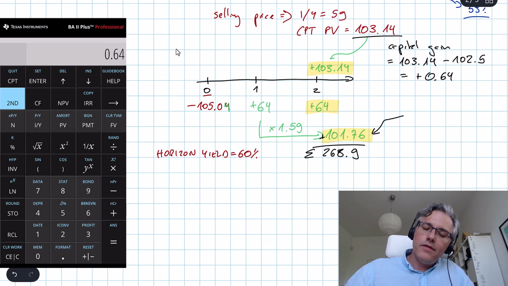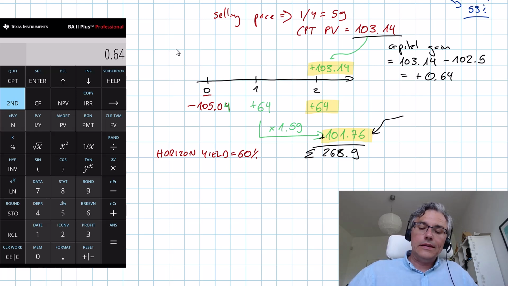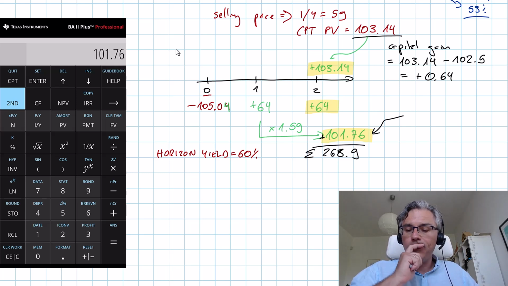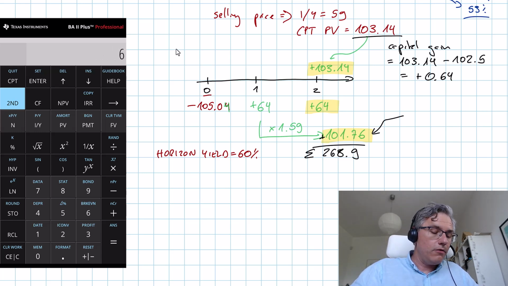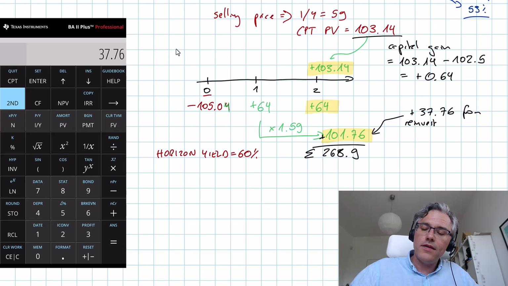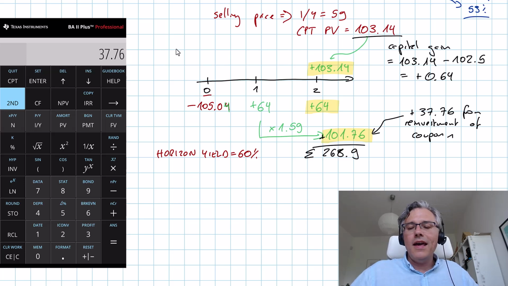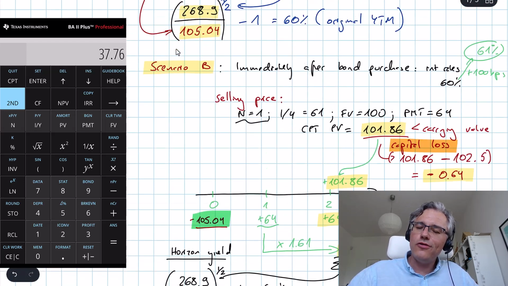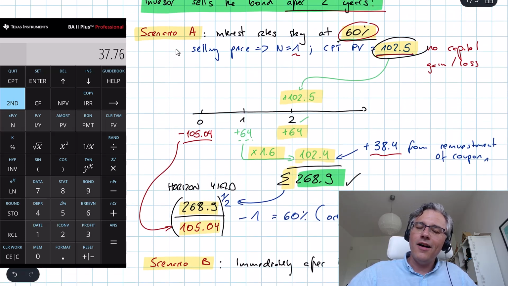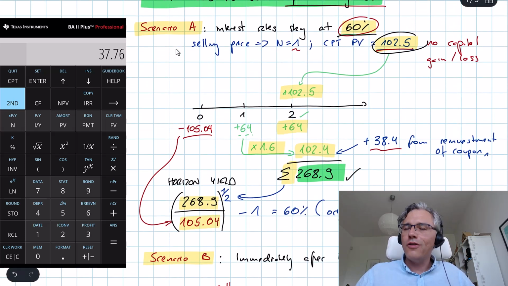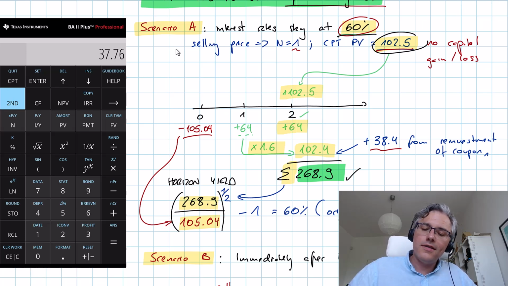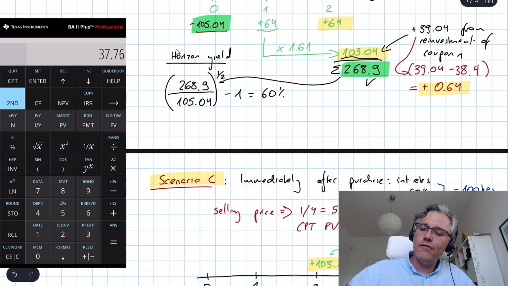the reinvestment of that first year coupon, how much did that give? 101.76, that's the value after one additional year, minus the original coupon size 64, that gives 37.76 from reinvestment of coupon number 1. And if you compare that to how much was generated under the no yield change or the constant yield scenario where yield stayed at 60%, that was 38.4.